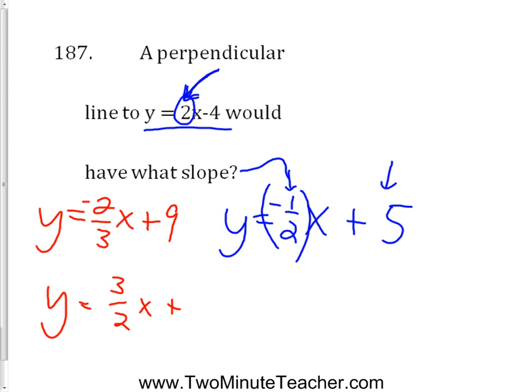And I don't care what this is. Let's say it's 10, whatever. All right, so then this and this would have to be perpendicular because they are opposite reciprocals of each other. Okay?